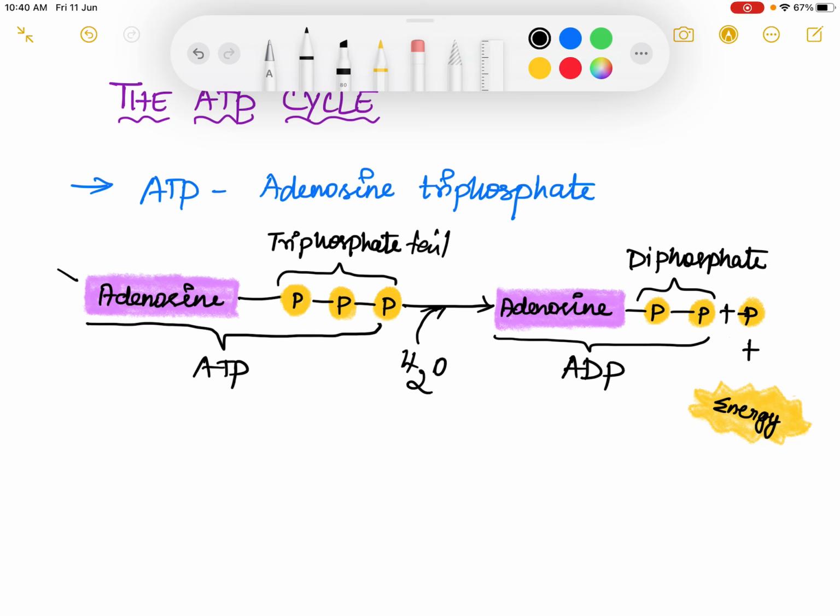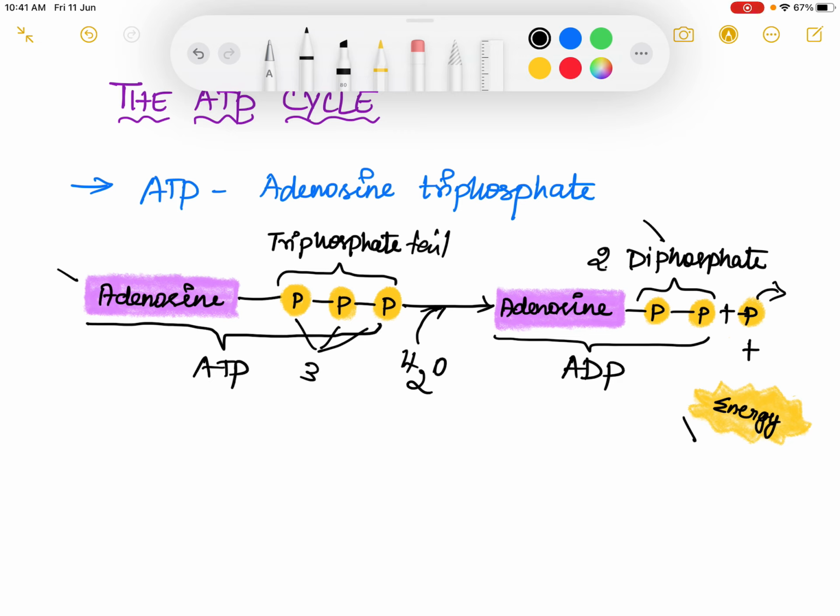Adenosine triphosphate becomes adenosine diphosphate. So here we have 3 phosphates, but if you see here, in adenosine diphosphate, we have only 2 phosphates. One phosphate gets removed. So this removal of phosphate releases the energy, right? They have energy stored in their bonds. So once this terminal phosphate gets removed, it releases the energy here. So this is a simple concept about ATP.